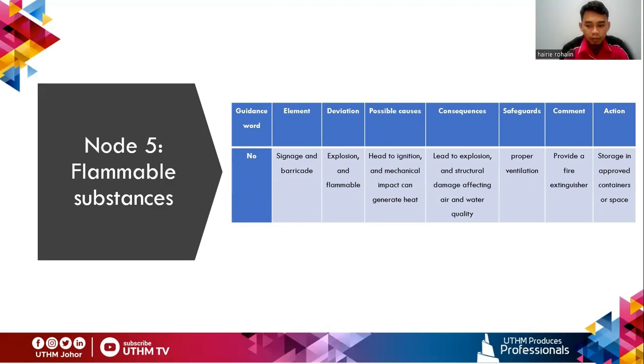Note 5 is flammable substances. The element for this hazard is no signage and barricade. The deviation is explosion and flammability. Possible causes are heat to ignition and chemical impact that can generate heat. The consequence is explosion and structural damage affecting air and water quality. The action is to store in an approved container or space, then put a label on each of the flammable substances.